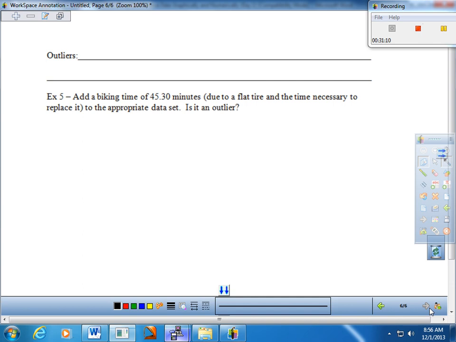One more vocabulary word to take a look at on this notes worksheet, and we'll wrap up with one example here. So outliers. An outlier would be an observation that falls outside of the overall pattern.